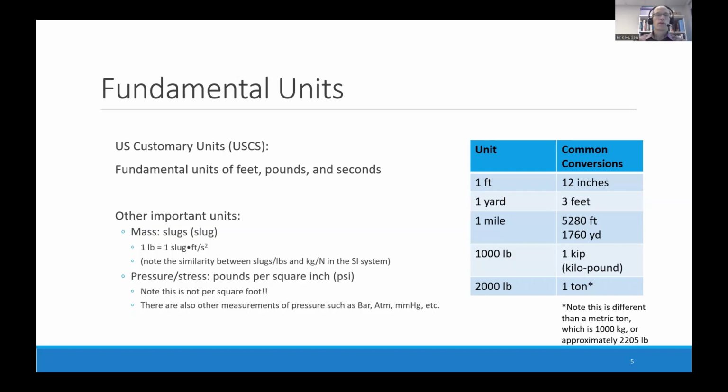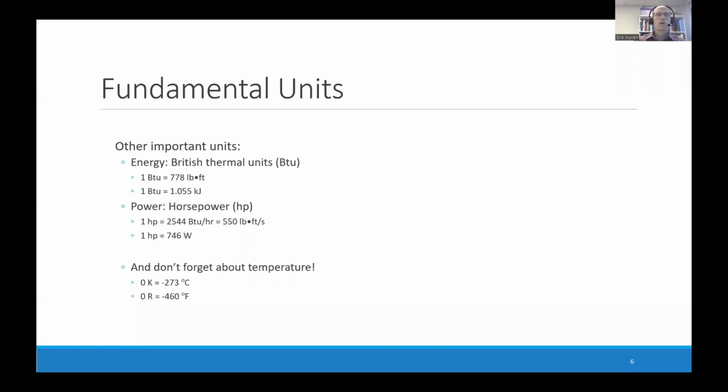Note that these are not the fundamental units of pounds per square foot, although we see those too. And there are many other units for pressure as well, including bars, atmospheres, millimeters mercury, and others. In terms of energy, the standard units in the US system are the British thermal unit, or BTUs. Fundamental units for energy are equivalent to pounds feet. 1 BTU is equal to 778 pounds feet. In terms of the SI system, a BTU is slightly larger than a kilojoule.